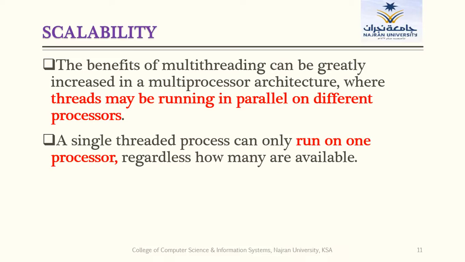Then we discussed scalability. The benefit of multi-threading can be greatly increased in multiprocessor architecture. If we have multiprocessor architecture, then multi-threaded programming or multi-threaded processes are better than single-threaded processes, because we have more than one processor, so we can execute more than one thread at the same time.